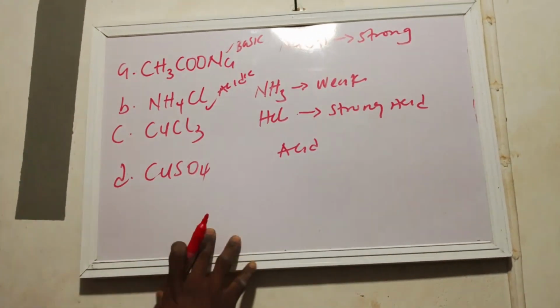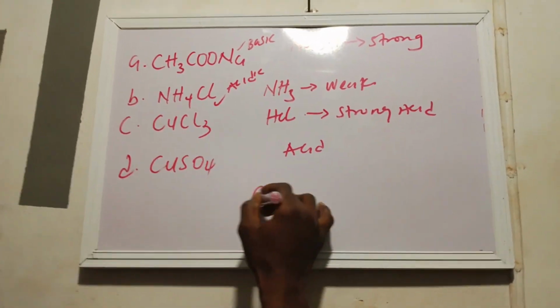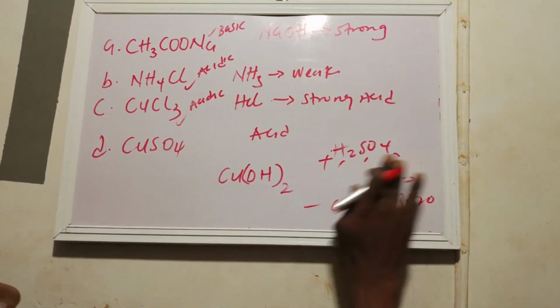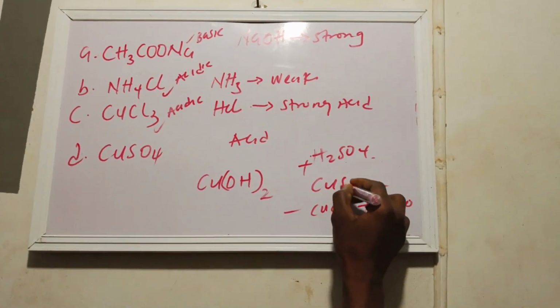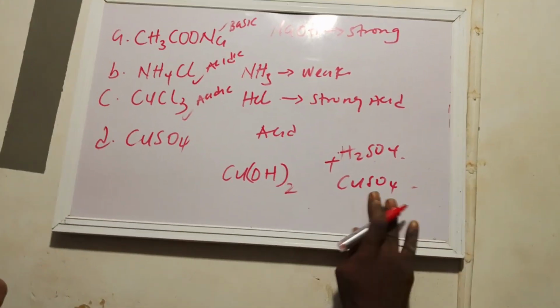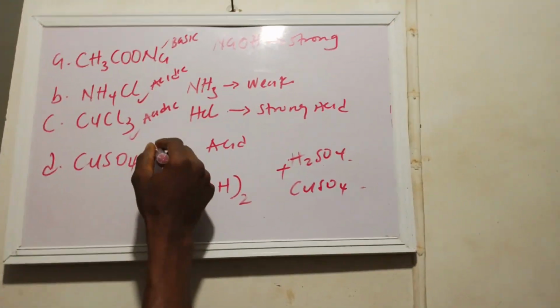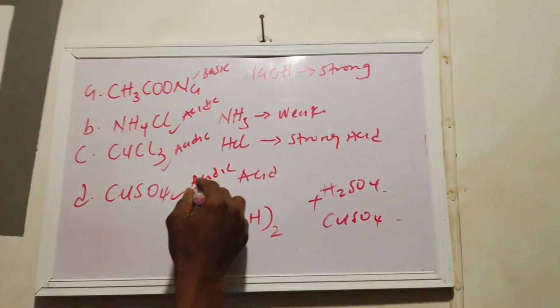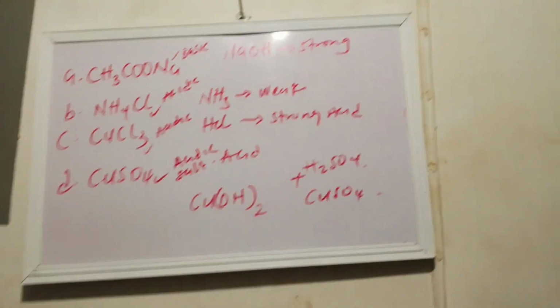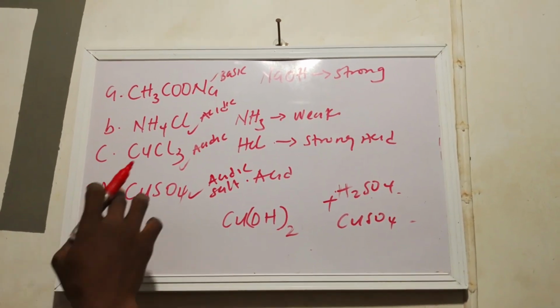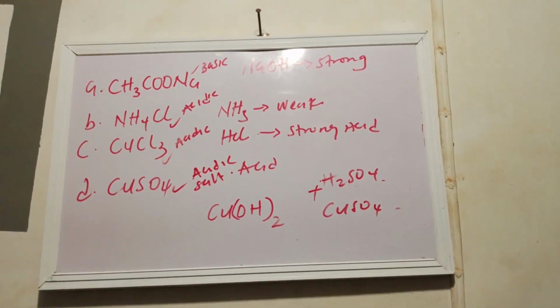Then option D, copper 2 tetrasulfate 6. Copper 2 tetrasulfate 6 is the reaction between copper 2 hydroxide and hydrogen tetrasulfate 6. Tetrasulfate 6 acid is a strong acid, while copper 2 hydroxide is a weak base. So the reaction will form an acidic salt. So the answer is option A, which is sodium ethanoate.